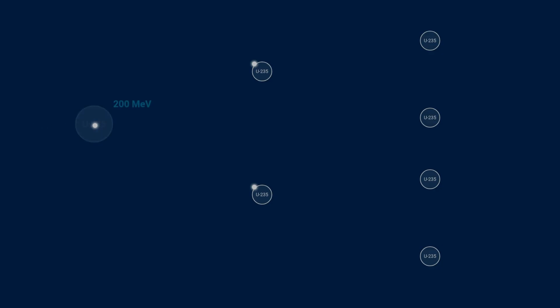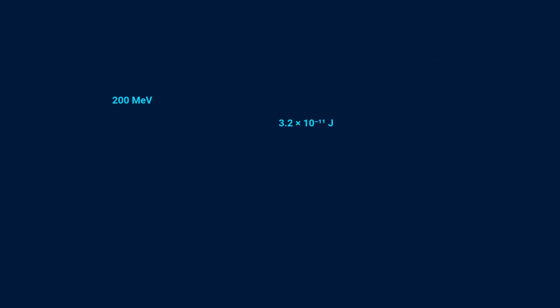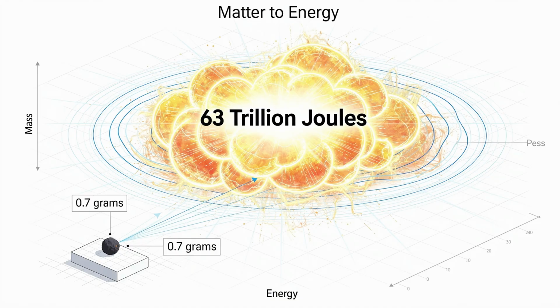For energy input, enter joules to find the equivalent mass. Nuclear power plants release around 200 MeV per fission event, roughly 3.2 times 10^-11 joules. The Hiroshima bomb released approximately 63 trillion joules, equivalent to just 0.7 grams of matter converted to energy.